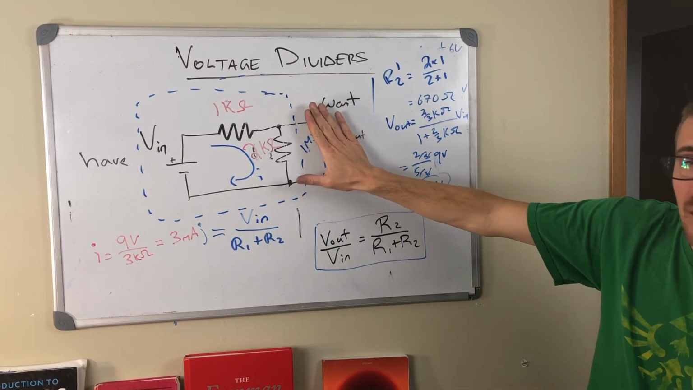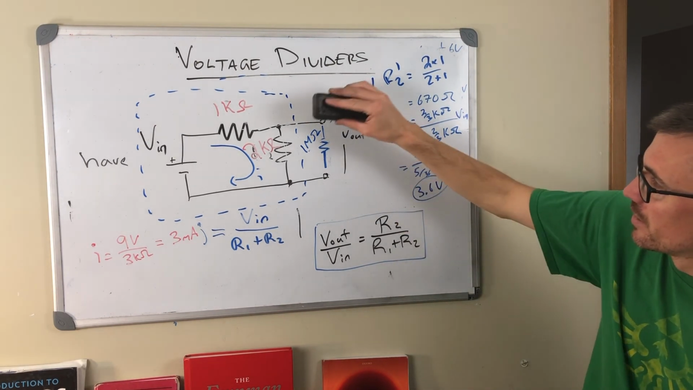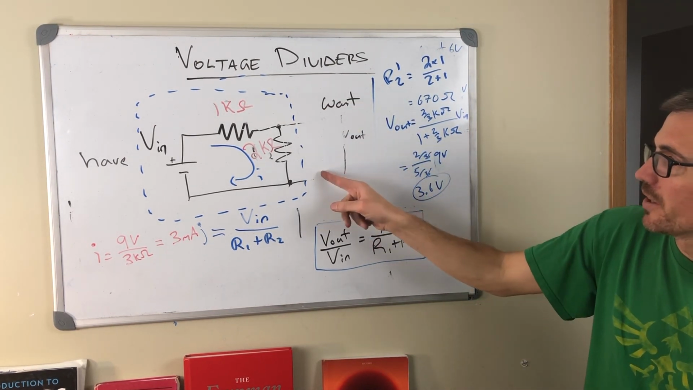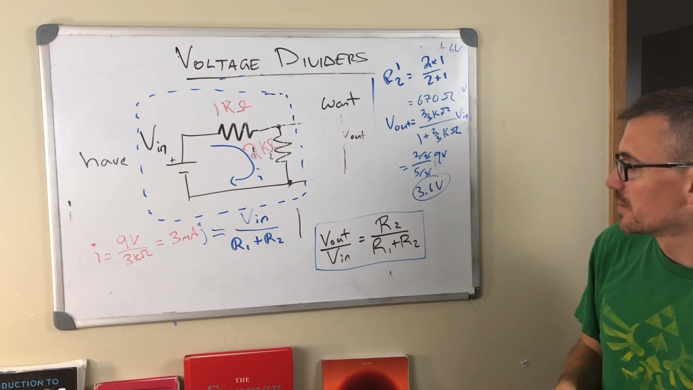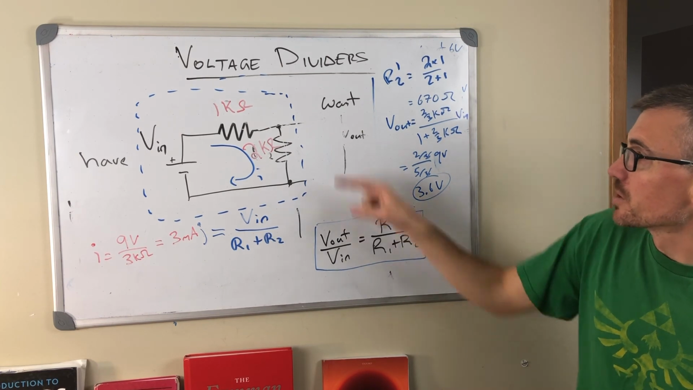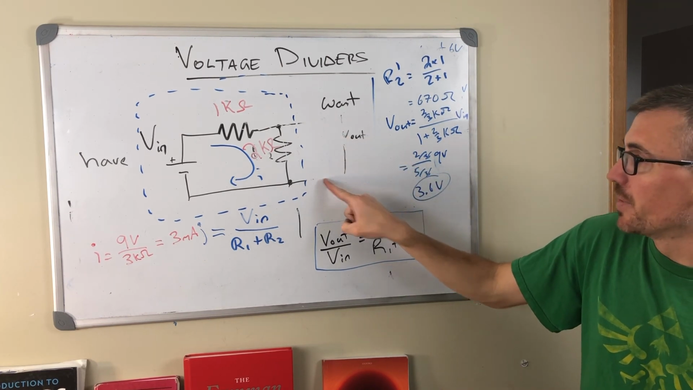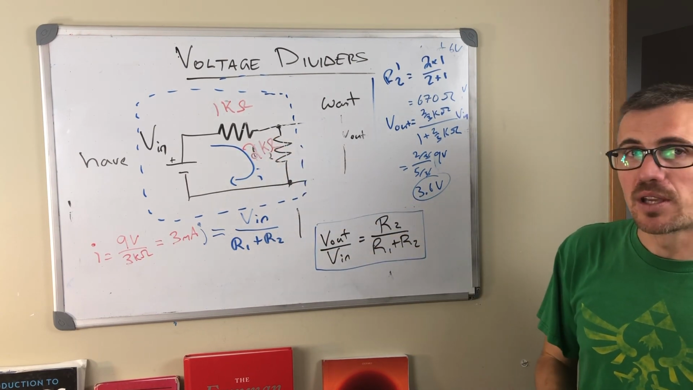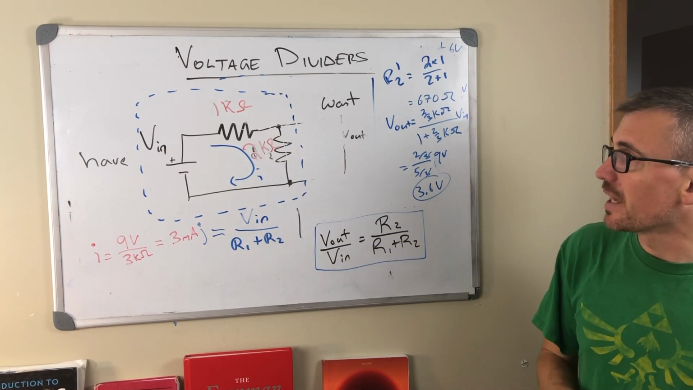In parallel, that's basically no different than just having infinite ohms in parallel here, and I'm still going to get my 6 volts. I'll probably get 5.999 volts across there. So as long as my load, the thing that I plug in, has a much greater resistance than the voltage divider, I'm okay. So that means I have a bit of a compromise.